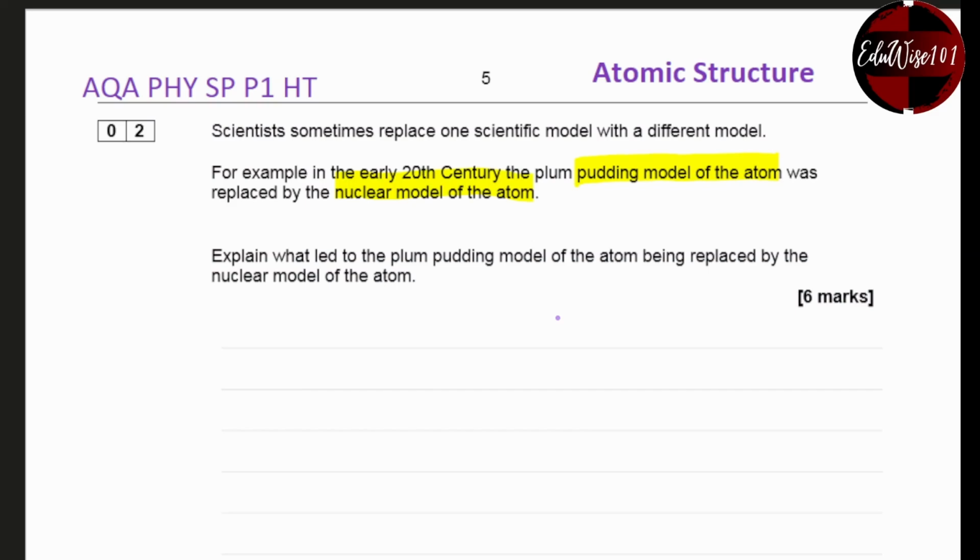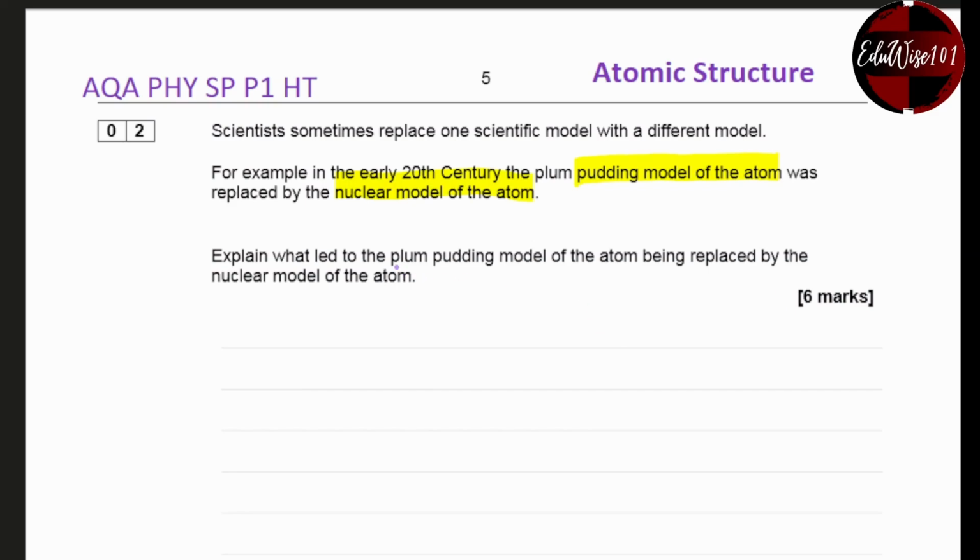Similarly, no one's actually clearly seen the structure of an atom, so we use models in order to explain them. So why would one model be replaced by another? The main reason is, as new evidence comes from investigations or observations, we replace old models with newer models.